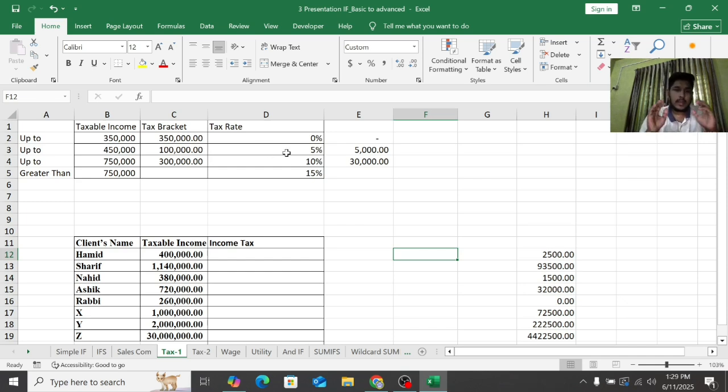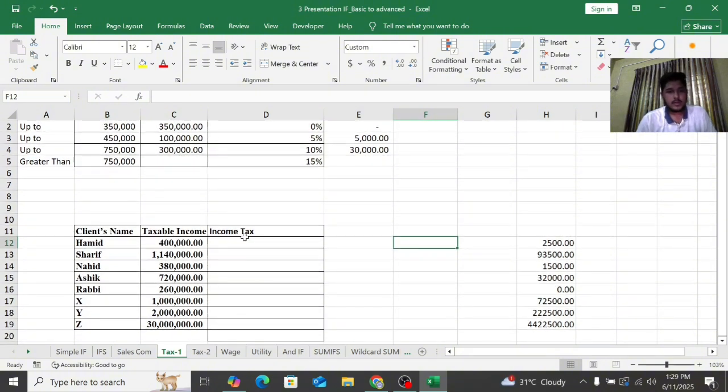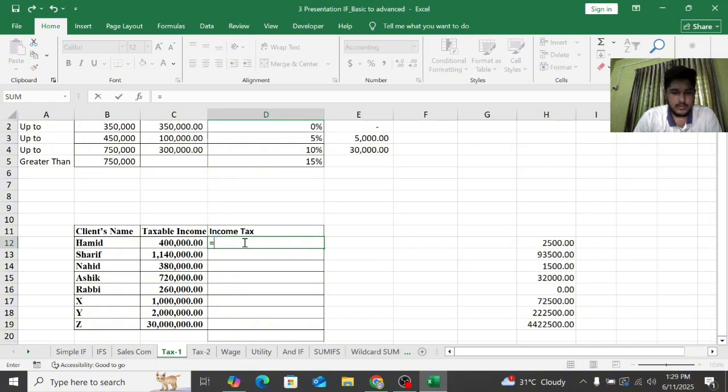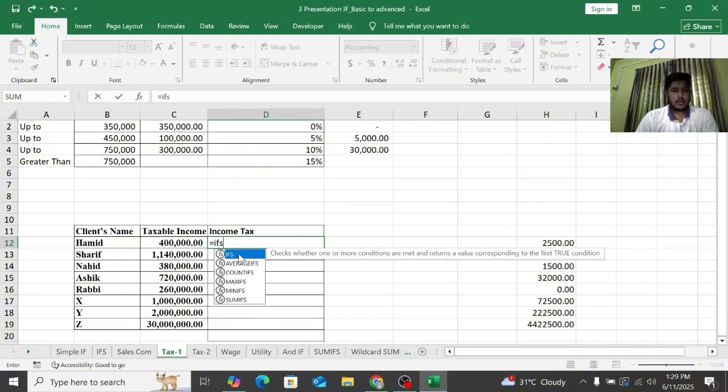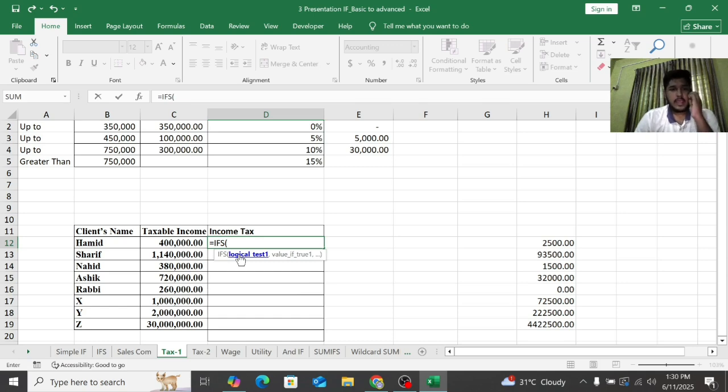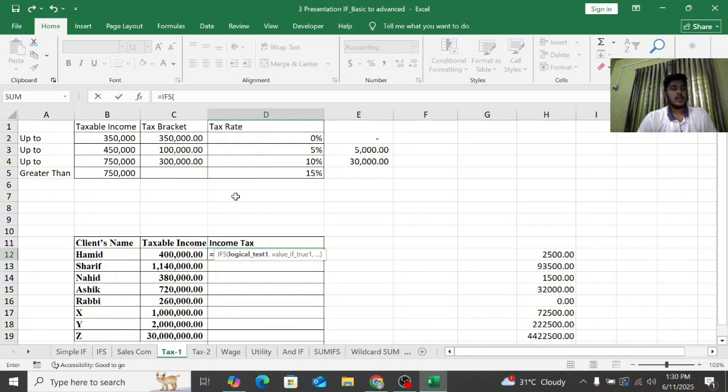So now we'll calculate it practically. So let's start. We are going to use IFS again for this because it's an easier way. We can use IF and nested IF to calculate this, but we are going to use IFS. So what is our first logic? As we have mentioned earlier, we are going to calculate from the very bottom.